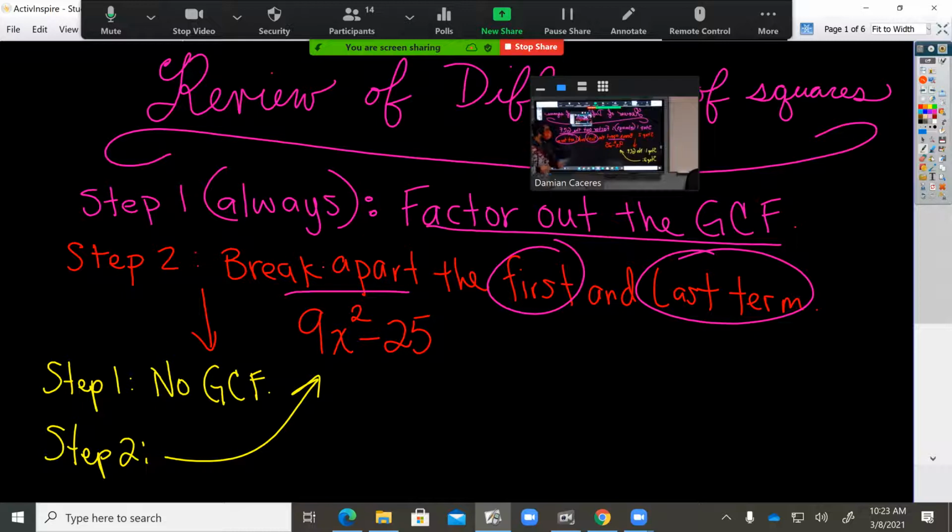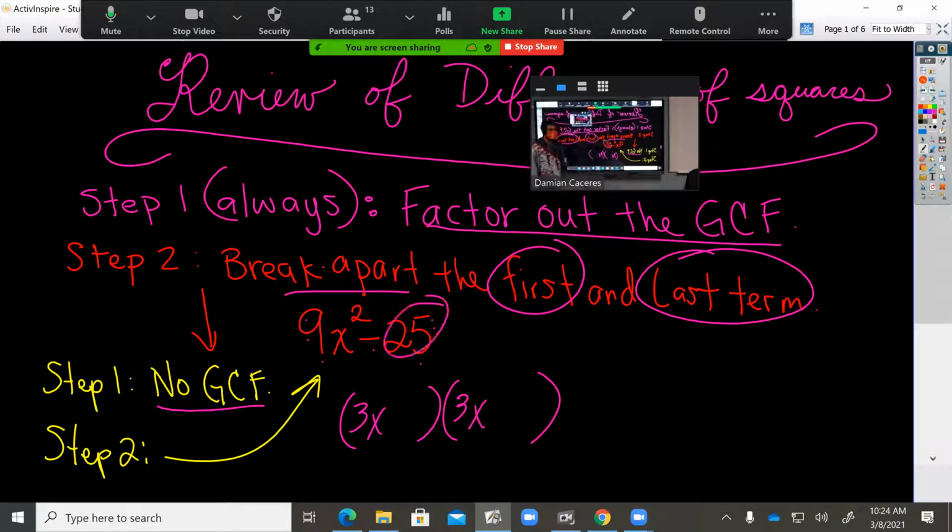So let's use this as an example. Between 9 and 25, there is no common factor, so we can skip step one and go straight to step two. Step two, break apart the first and the last number. Remember, these are difference of two perfect squares. So all you do is two parentheses and break down the first and last number. What times what is 9x squared? 3x times 3x.